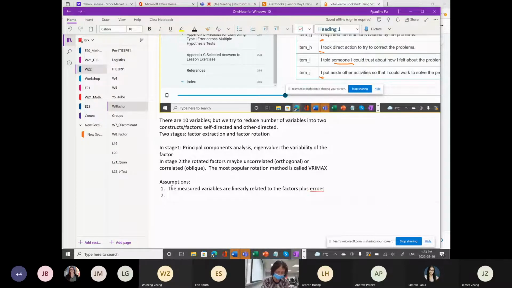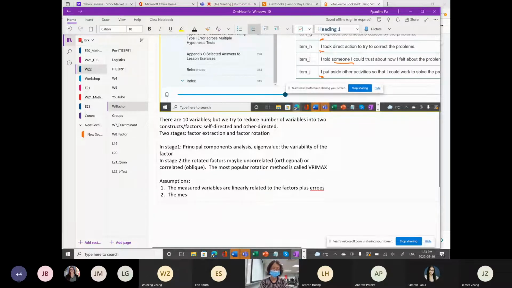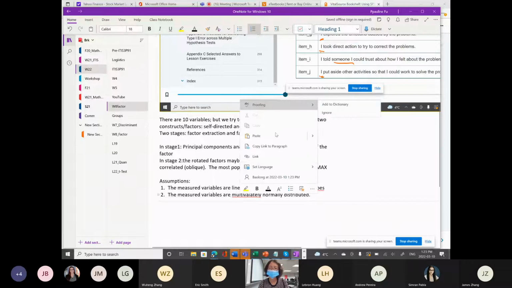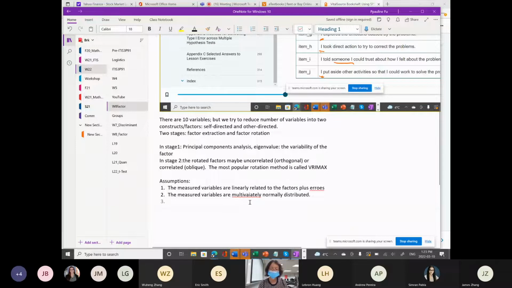Assumption 2, chi-square test for the maximum likelihood solution assumes that the measured variables are multivariately and normally distributed. Okay, so the measured variables are multivariately normally distributed.